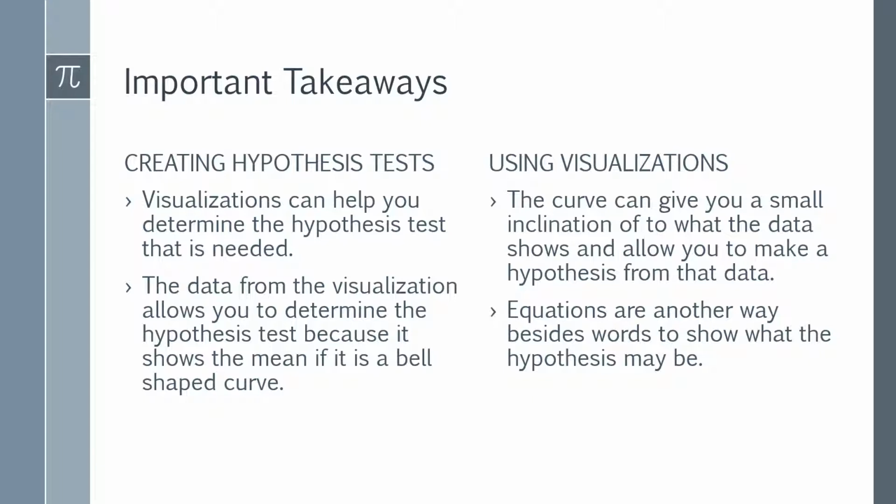So as you look at that curve and find that mean, you can determine if it is a null hypothesis or an alternative hypothesis, depending on what the equation and the question is. And then lastly, equations are another way besides words to show what the hypothesis may be. So when you're making those hypotheses, you can either use equations with numbers, or you can actually write out the words.